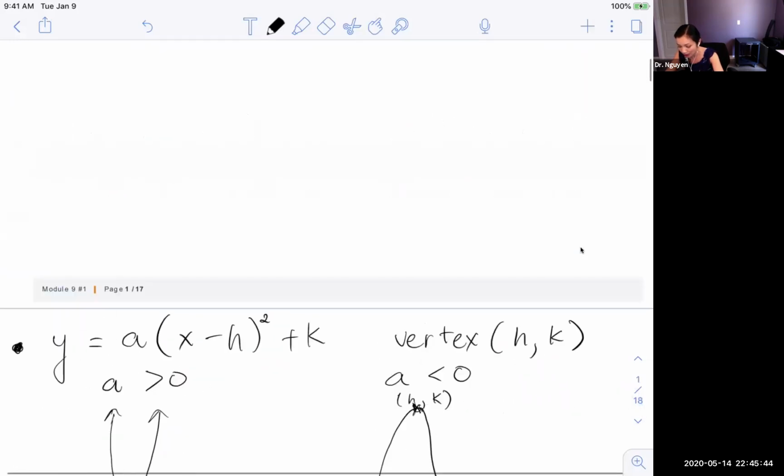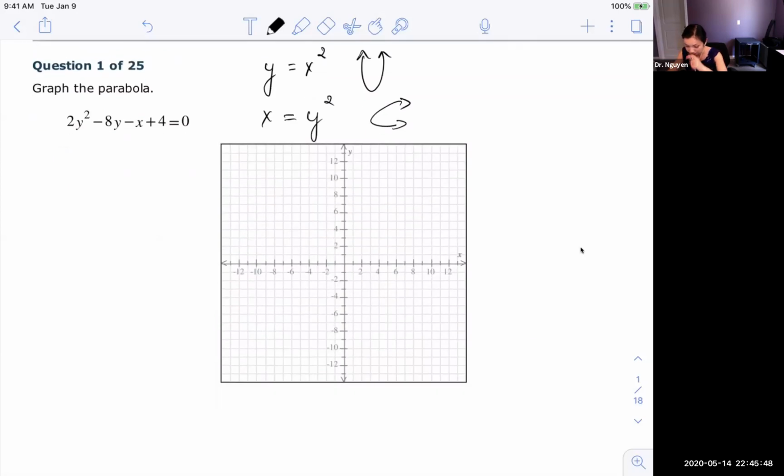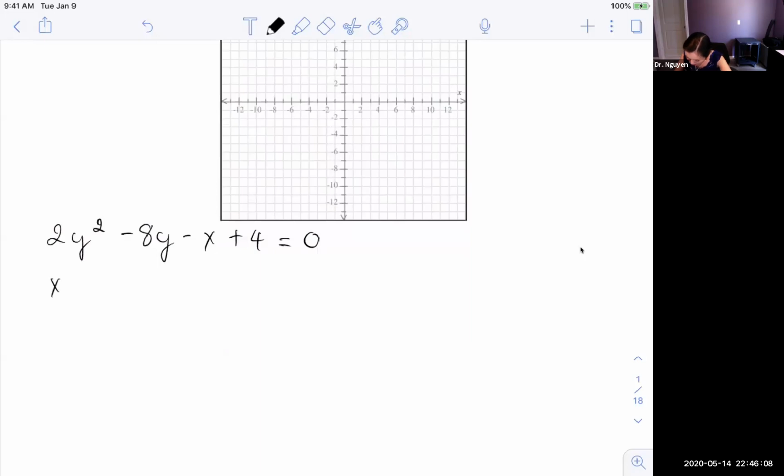Okay, let's go back to our equation. You can see we have y squared in this case, so we know it's going to be the sideways one. So I need to move x to one side and keep everything else on the other side. I'm going to take x over here and keep everything else. You see that we have negative x, so I just add x over.